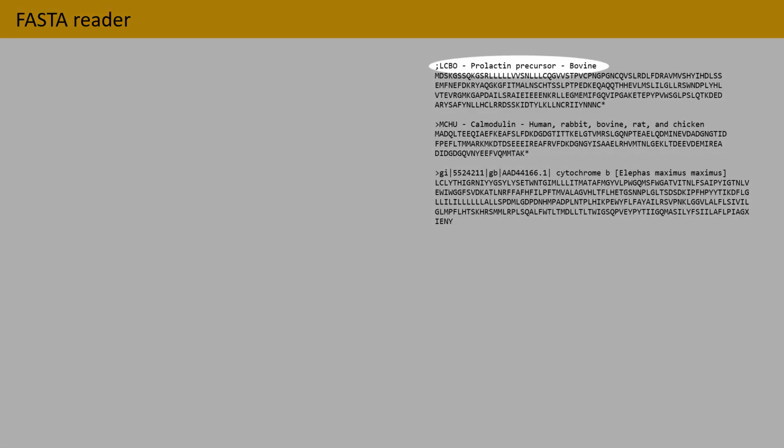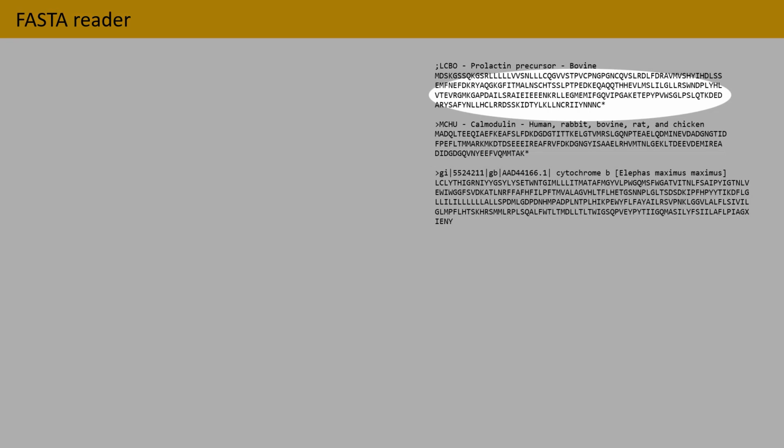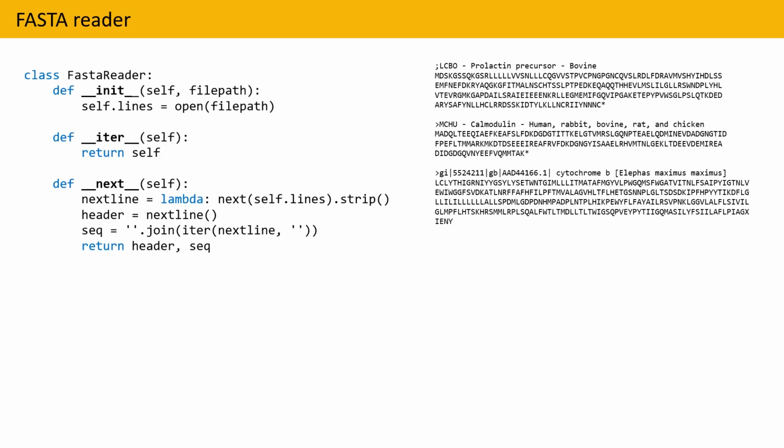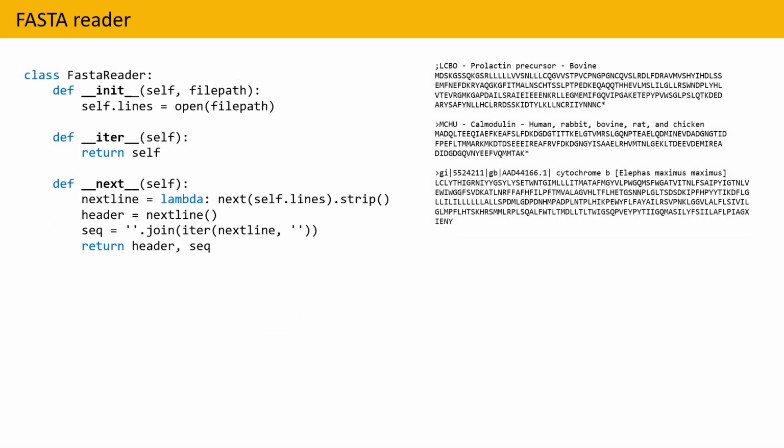Every sequence starts with a descriptor line indicated by a semicolon or a greater than sign, followed by multiple lines of sequence data, in this example, amino acid sequences. The Fasta reader class shown here takes a file path and opens the corresponding file in the constructor. Note that open returns an iterator over all lines of the file.